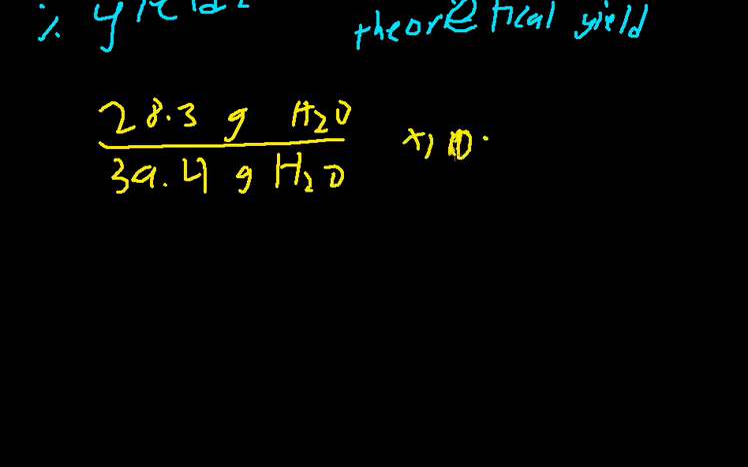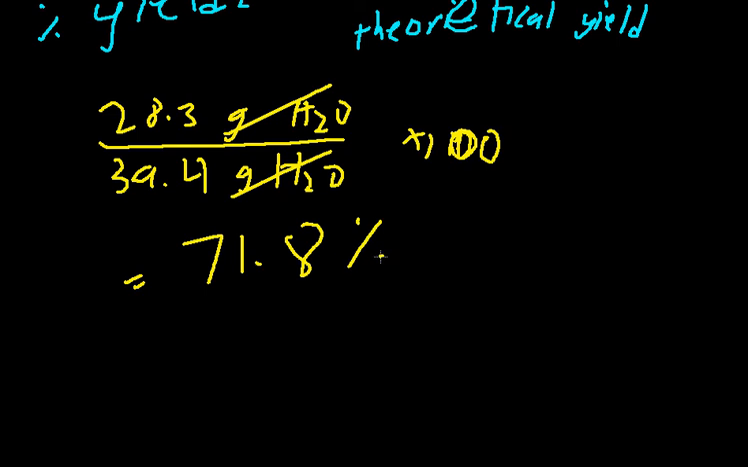Conveniently, the grams of water cancel out, and we are left with 28.3 divided by 39.4. When we multiply that by 100, we see that we got 71.8%. Again, significant digits. We have 3 significant figures. That's our percent yield.